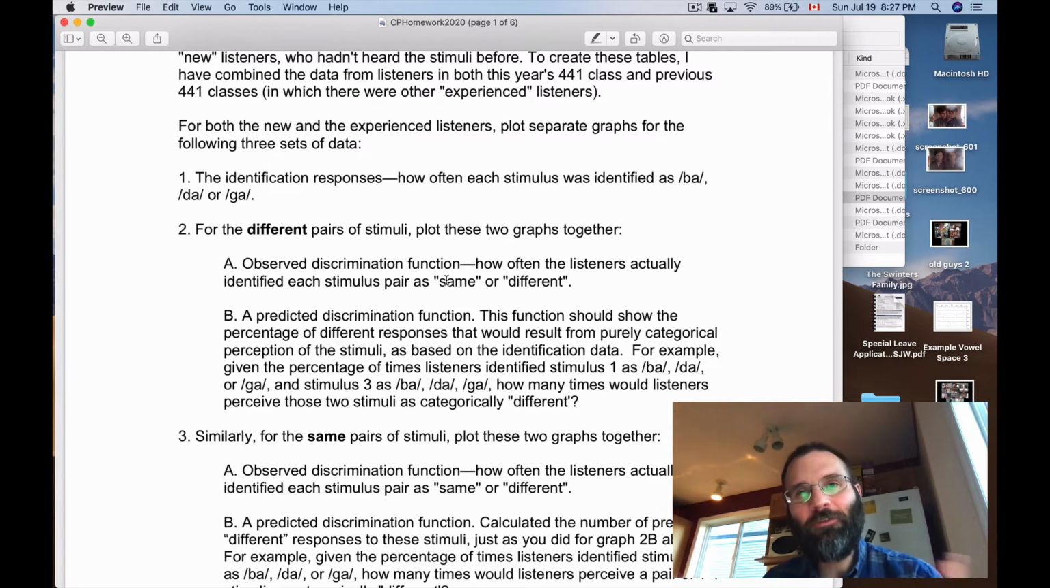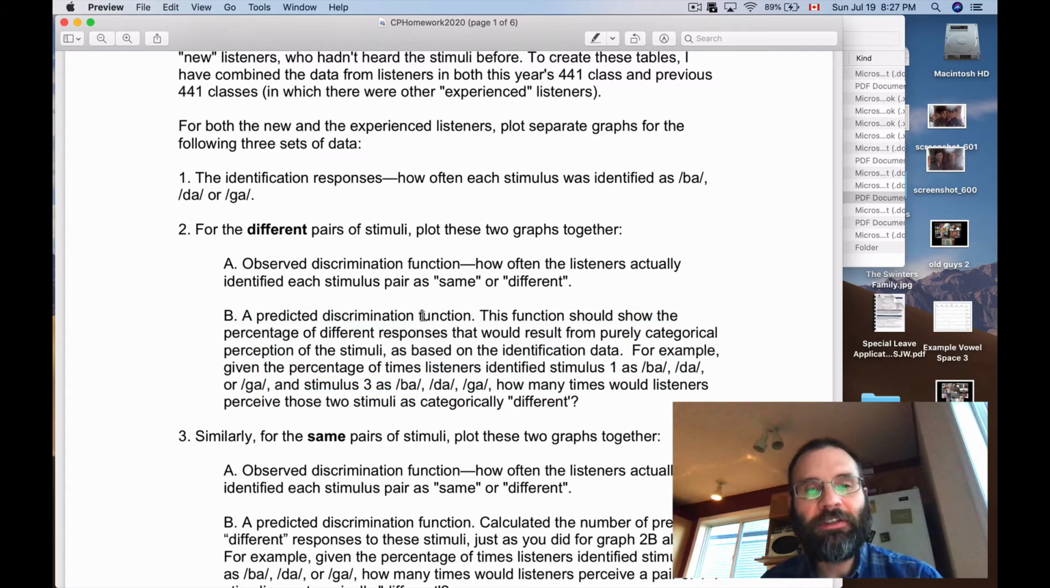Because you respond either same or different in this task. So if you respond with like 60% different, that means there's going to be 40% same. So you don't really need to plot both same and different on here. Just pick one and go with it, and then use the same response category for this graph as well.